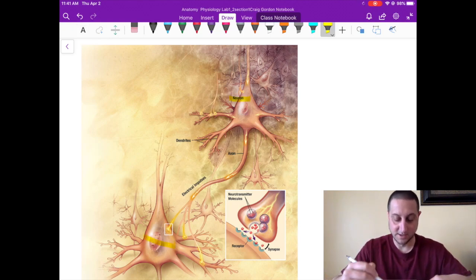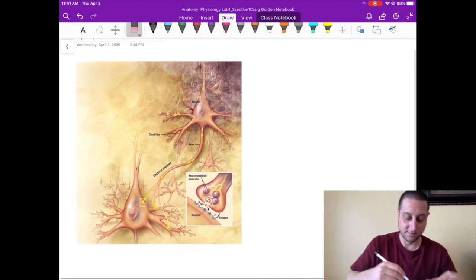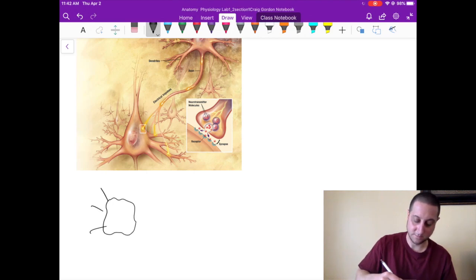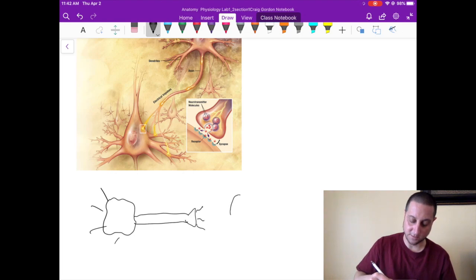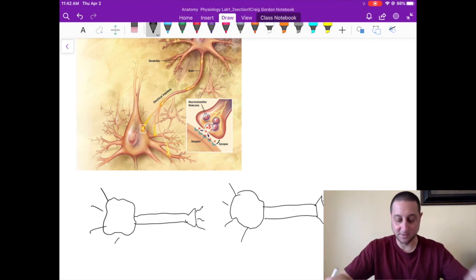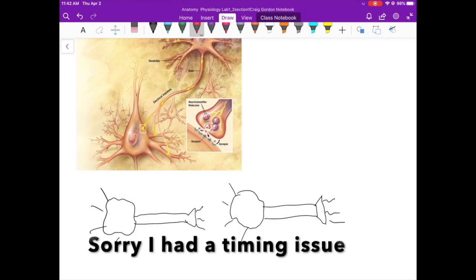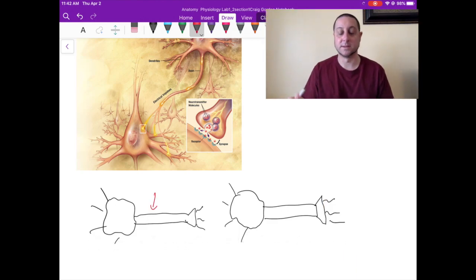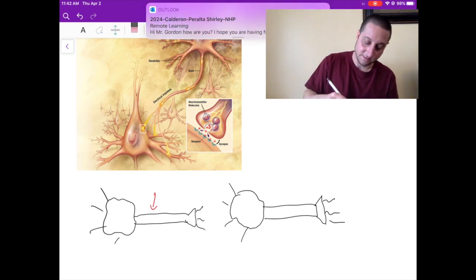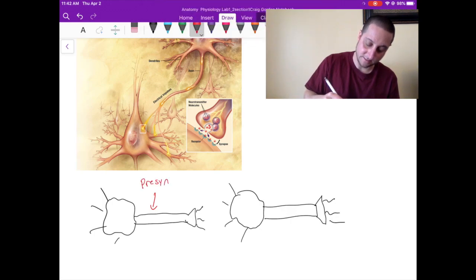So I'm going to draw two neurons. Here's a picture of one. And then I'll draw you a picture of another one. Okay, so there's some things we need to know about this. If this neuron over here is going to be stimulating the next neuron, we have this called the presynaptic neuron.